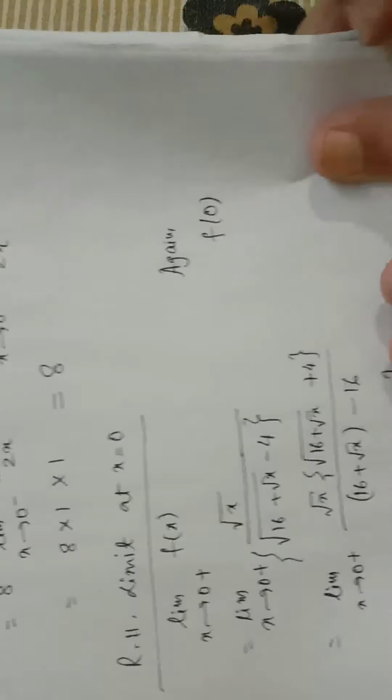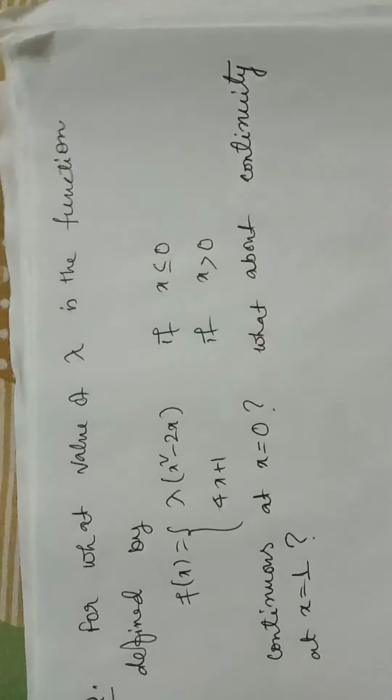This question is again from NCERT book. This is a simple question but a tricky question. The question is, for what value of lambda is the function defined by f(x) equal to this when x is less than or equal to 0 and this when x is more than 0 continuous at x equal to 0? What about continuity at x equal to 1? That means for what value of lambda this will be continuous at x equal to 1. This type of question we have already done.